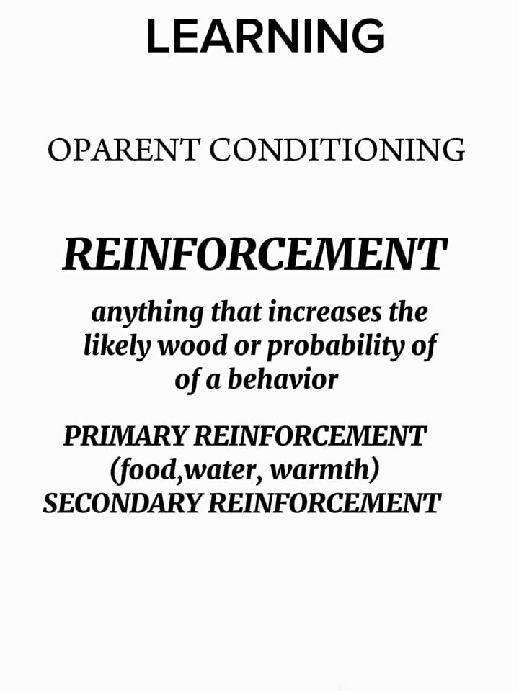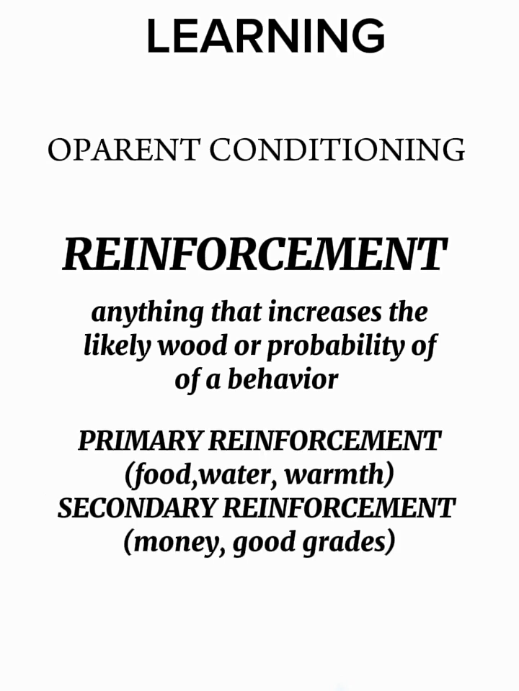Then there are secondary reinforcements, which include things like money. Suppose I told you that for doing a particular action, I'll give you money. Money is just a piece of paper, and so I need to teach you to understand the value of money, because you associate money with the things you can buy with it. So money and grades are examples of secondary reinforcement.